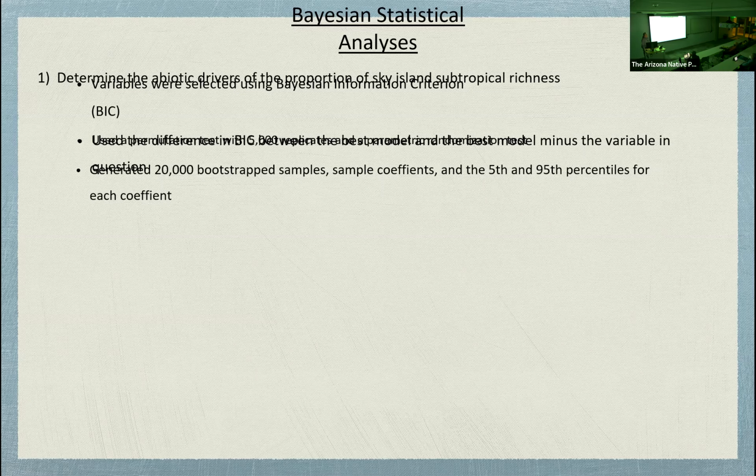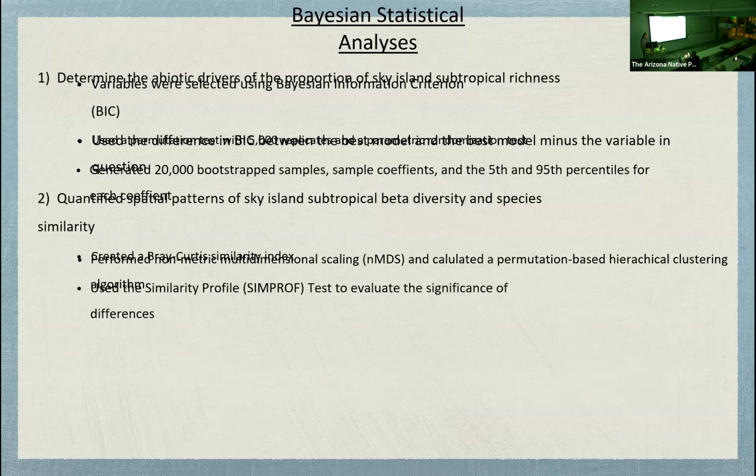He generated 20,000 bootstrap samples, sampled coefficients, and selected the 5th and 95th percentiles for each coefficient. So that first part was basically what analysis was done to determine the abiotic drivers of the proportion of how subtropical the area and the region was.